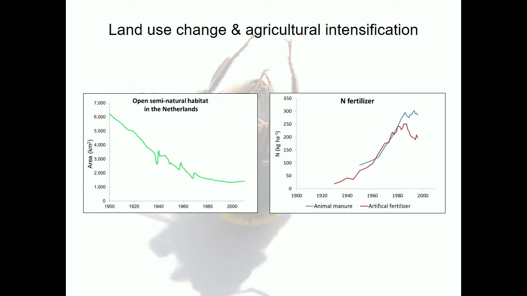But this is not the only thing that's going on. Also, existing farmland has become much more intensively used. You see a graph of the use of nitrogen in farming, and nitrogen applied per hectare is generally associated with other measures of intensity like mechanical disturbance, use of pesticides, herbicides, mowing and grazing frequency. And together these two factors result in the loss, fragmentation and degradation of habitat.